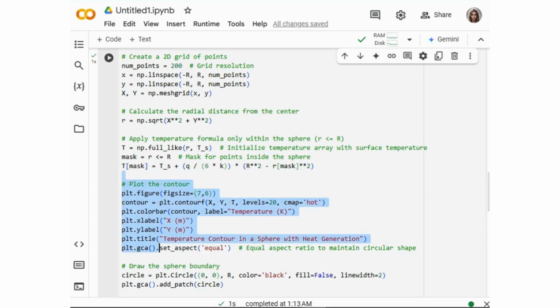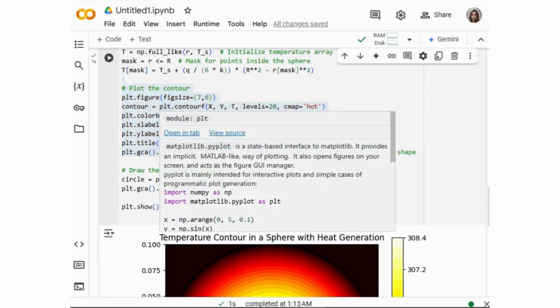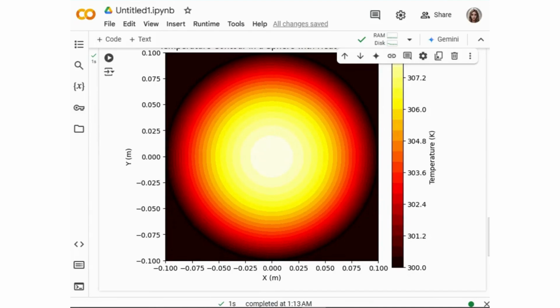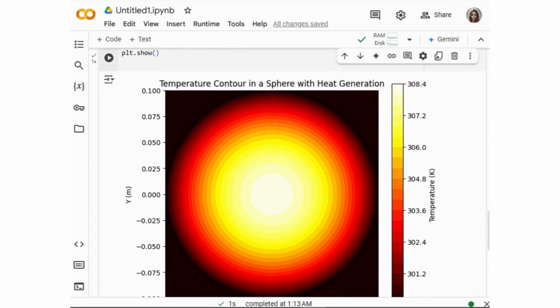And now we are creating a plot, and we are drawing it using Python code here, and let's interpret what is happening here. So the color gradient represents the temperature distribution. The brightest, hottest region is at the center of the sphere, and it gradually decreases as we move outwards. The black boundary represents the physical sphere's surface. The temperature is lowest at Ts.